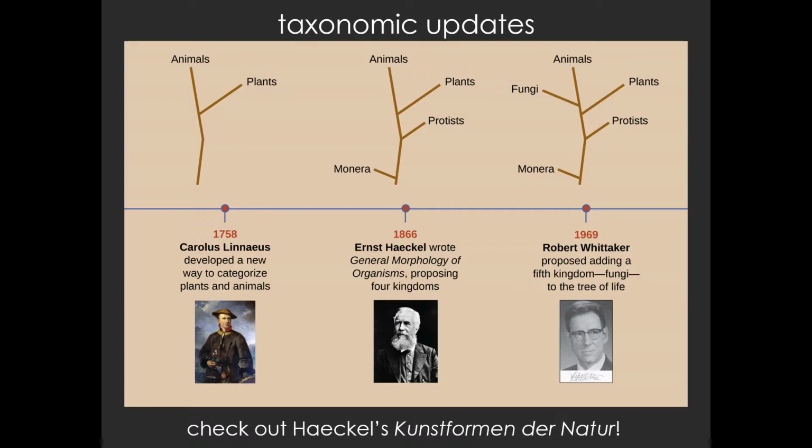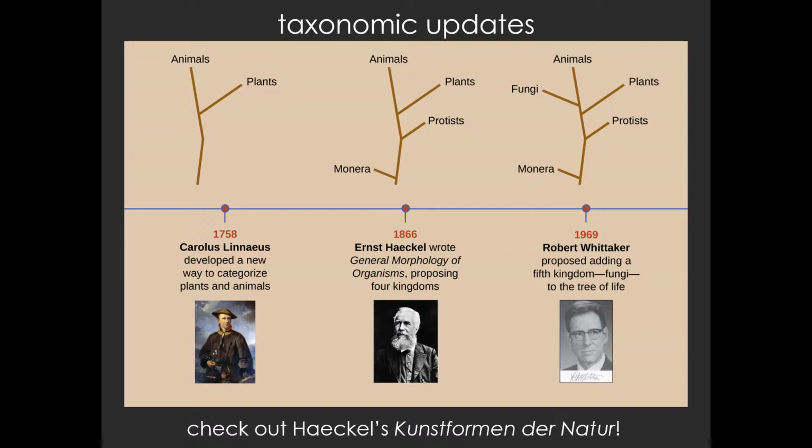And a little bit over 100 years later, Ernst Haeckel wrote The General Morphology of Organisms, and in it he proposed 4 kingdoms. He actually doubled the amount of kingdoms, and he did that because of all of the advances that had been made in microscopy and studying microscopic organisms.